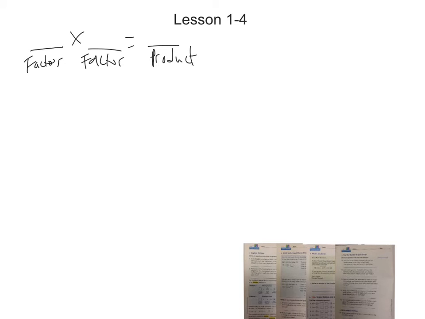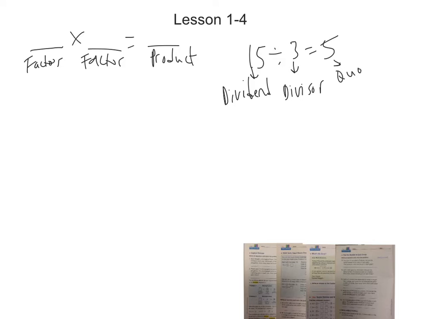But when it comes to division, we have names for them too. If we have 15 divided by 3 equals 5, we have the dividend, which is the big number. The number dividing the big number is the divisor. And the answer you get is called a quotient. So this is something that you're going to need for 3rd and 4th grade. You're going to need to know that.